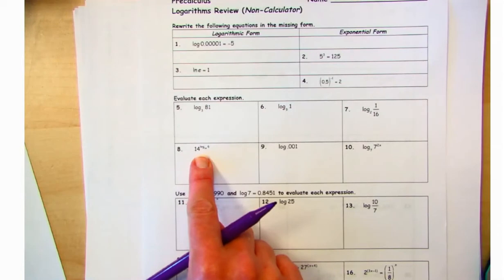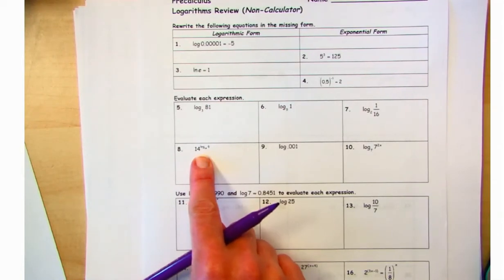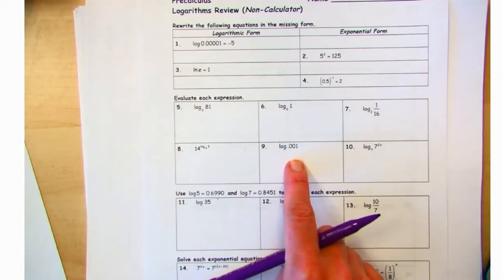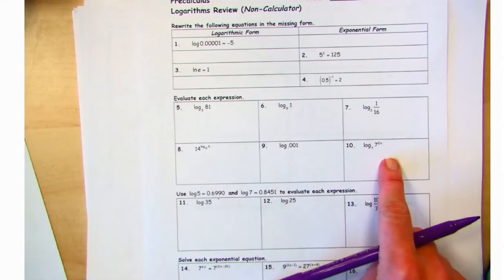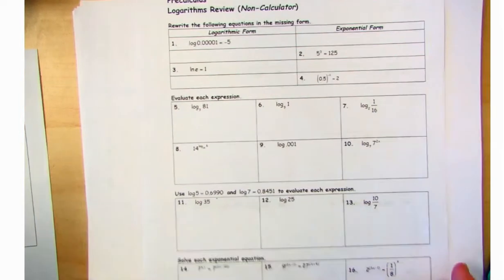Here, 14 to the log base 14 of 6 is 6. This one, log base 10 of 0.001 is negative 3. This one, 2x. Okay, and yes, Jody, all those answers are online now.